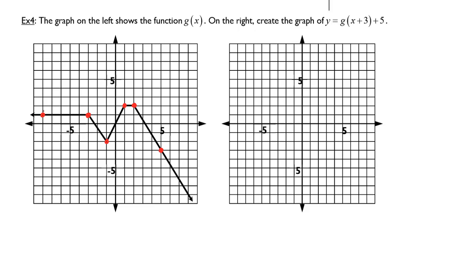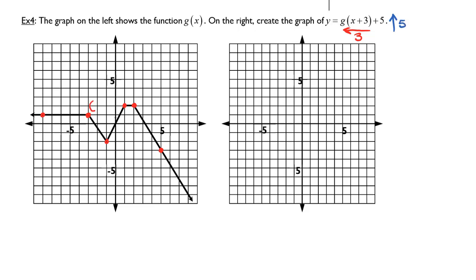We can use the graph of g of x to create the graph of g of x plus 3 inside, x plus 3 is inside, and then shifting up 5. The plus 5 is on the outside of the function. That means that I'm going to shift my function to the left 3 units and up 5 units.